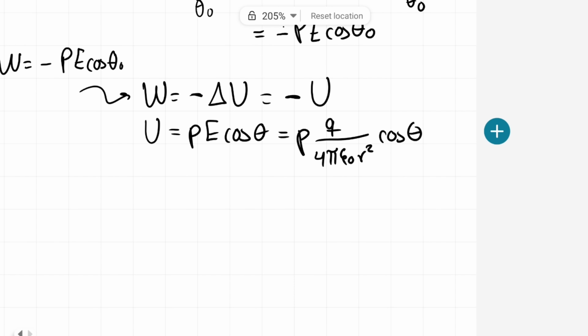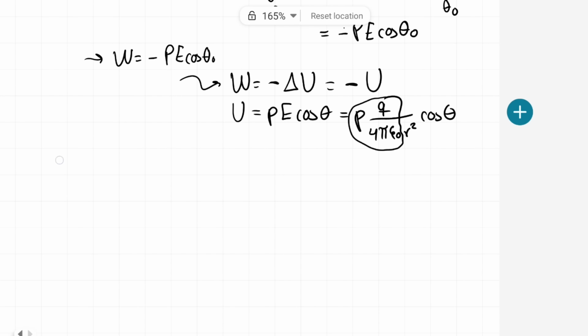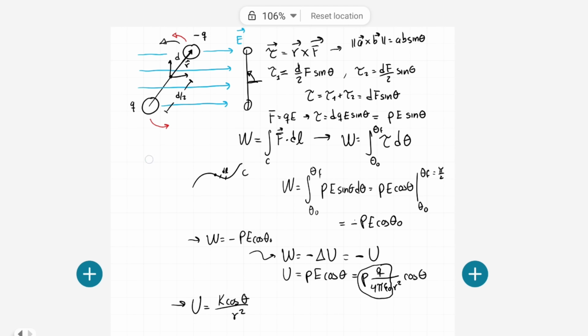So if we consider this thing that we have here as some constant k, we will get that the potential energy is going to be equal to k cosine theta divided by r squared. So this will be the potential energy associated to this mechanical system, in this case an electrical system.